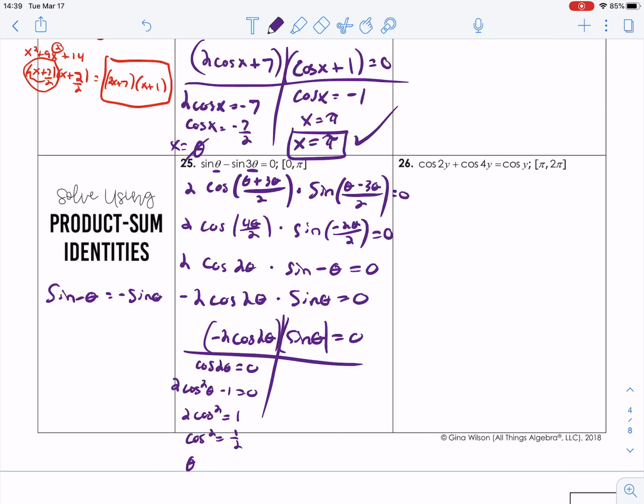Theta, in this case, oops, forgot my theta's here. Cosine theta equals plus or minus 1 over square root of 2, which is going to be simplified to square root of 2 over 2. It's going to be plus or minus. So other side, sine of theta equals 0. So theta equals 0 or pi, since we're in the first or second quadrant. And it wouldn't matter anyways, those would be our only ones.